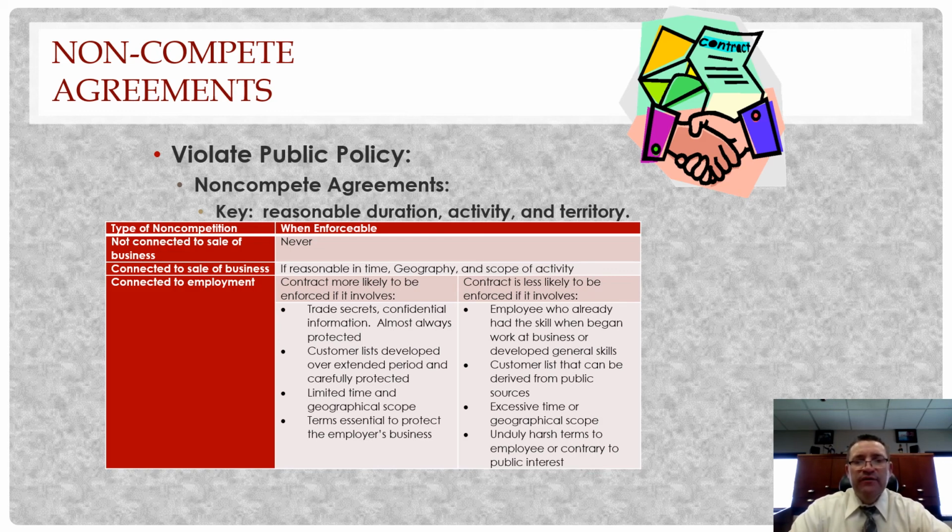Customer lists developed over extended periods of time, courts will take a good look at those. It may just be you can't use anybody off that list to compete, something like that, but we're still going to find the non-compete agreement to be valid. Limited time and geographical scope. You have trade secrets, confidentiality, customer lists, and you don't do it nationwide or statewide. And the time period is a year, 18 months. Again, we're probably going to be good with the courts.